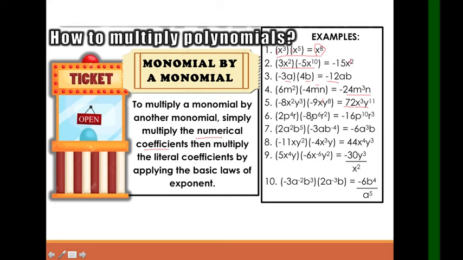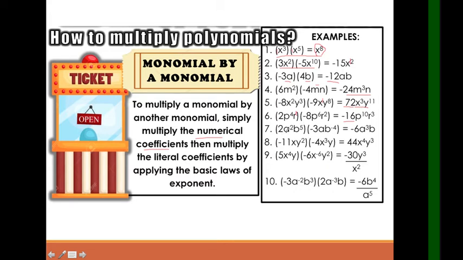Next, 2p raised to 4 r, negative 8p raised to 6 r raised to 2. So, 2 times negative 8 is negative 16. Again, they don't have the same sign. That's why the answer is negative. P4 and P6, 4 plus 6 is 10. R and R squared is r cubed because this is 1, tama? Basta wala siyang exponent, automatic 1 yan. So, 1 plus 2 is 3.